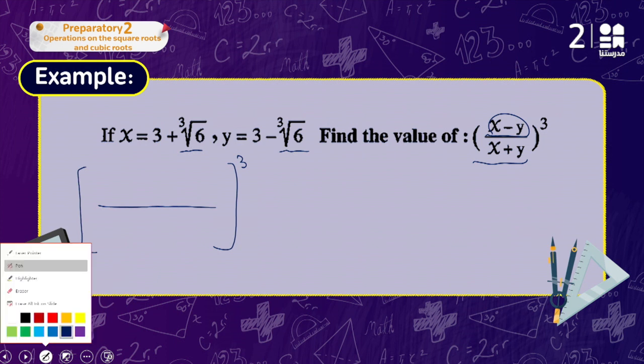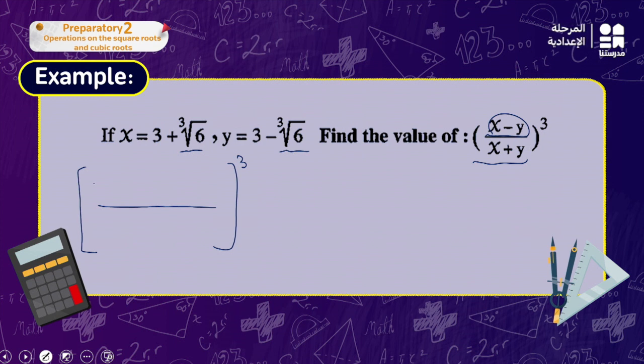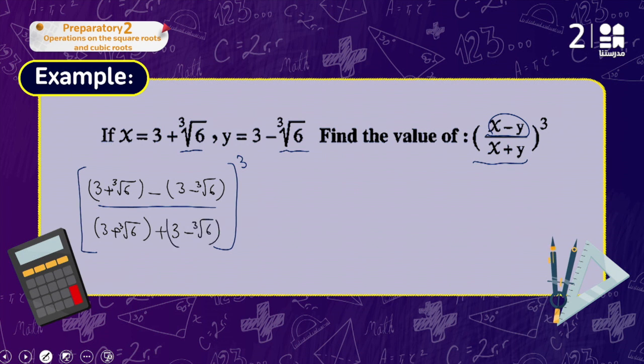So we write here x minus y, which are what? x is 3 plus cube root of 6, and this is x minus y, 3 minus cube root of 6. Right? In the denominator, x plus y, so 3 plus cube root of 6. Is it clear? Okay, let's continue. 3 plus cube root of 6 minus 3 minus cube root of 6. So 3 minus 3, and this negative will be with the 3 and with the negative cube root of 6, it will be there with both.